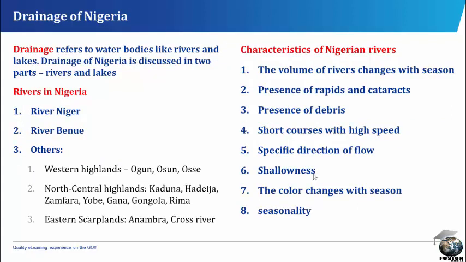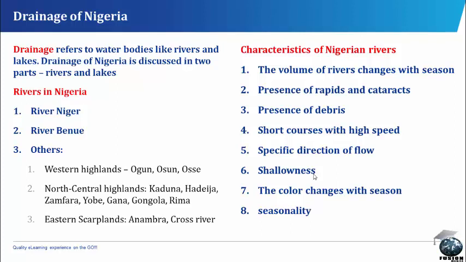Drainage of Nigeria. Drainage refers to water bodies like rivers and lakes. Drainage of Nigeria is discussed in two parts: rivers and lakes. Rivers in Nigeria include: 1. River Niger. Nigeria is drained by two main rivers, that is, River Niger and Benue. River Niger is the largest river in Nigeria. It has its source from Guinea Highlands in Guinea. It passes through Mali and Niger Republic to Nigeria.